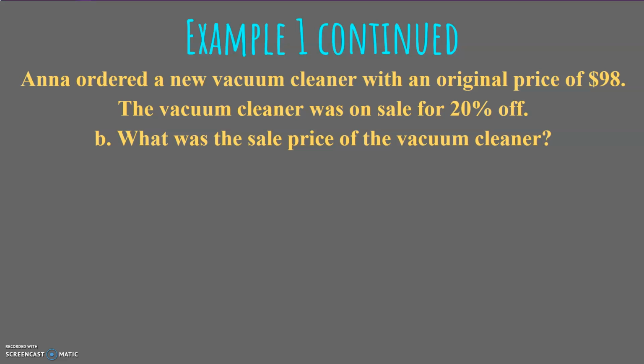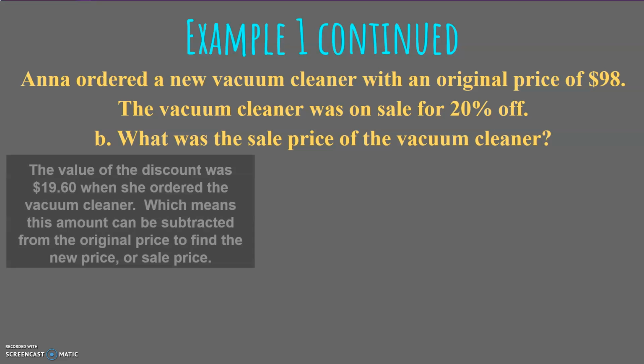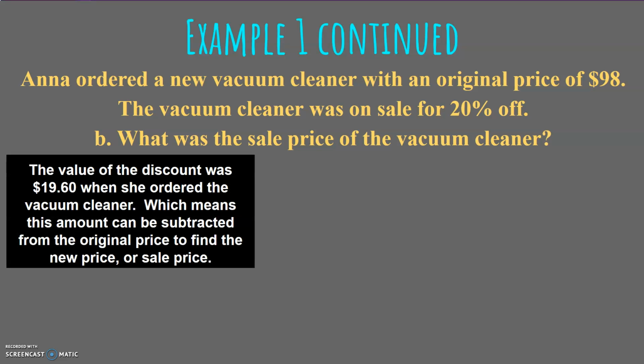Example 1 continued. What was the sale price of that vacuum cleaner? So we know how much she got off. So how much did she actually spend? The value of the discount was $19.60 when she ordered the vacuum cleaner, which means that this amount can be subtracted from the original price to find the new price, or the sale price as we call it. $19.60 is the discount.